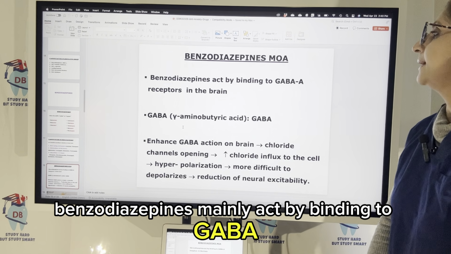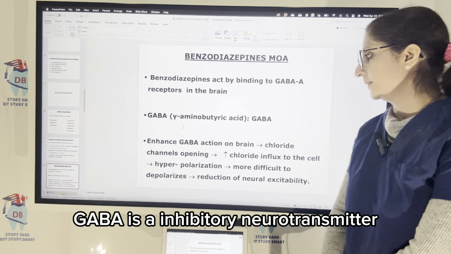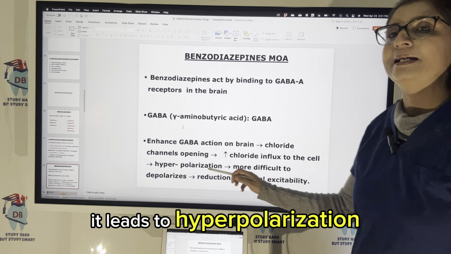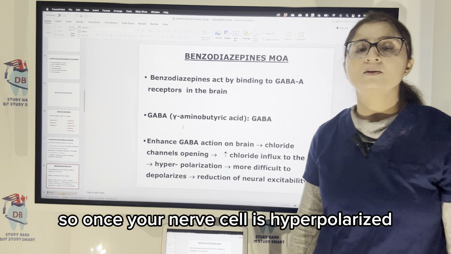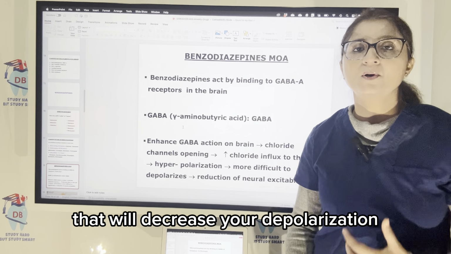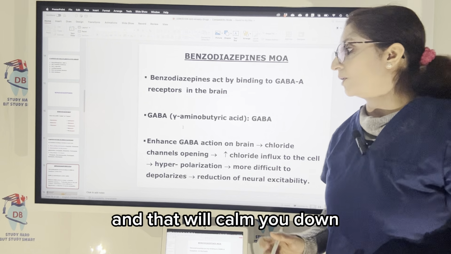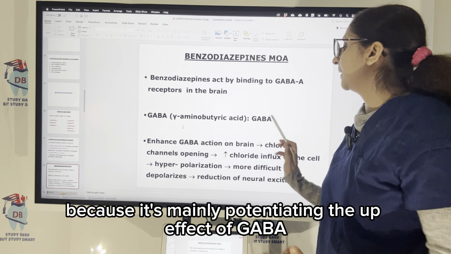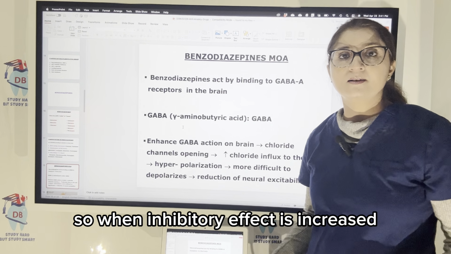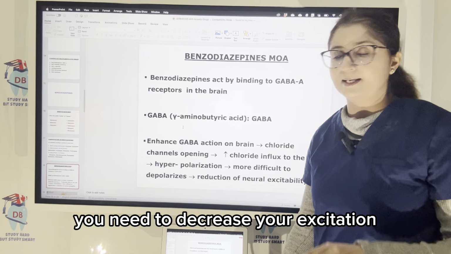Benzodiazepines mainly act by binding to GABA A receptors in the brain. GABA is an inhibitory neurotransmitter. So it enhances the GABA action on the brain and increases the chloride influx to the cell. It leads to hyperpolarization. So once your nerve cell is hyperpolarized, it's difficult to depolarize it. That will decrease your depolarization, decrease your action potential, and decrease your excitation, and that will calm you down because it's mainly potentiating the effect of GABA. GABA is an inhibitory neurotransmitter. So when the inhibitory effect is increased, that will make you calm down. In anxiety, you need to calm down. You need to decrease your excitation.